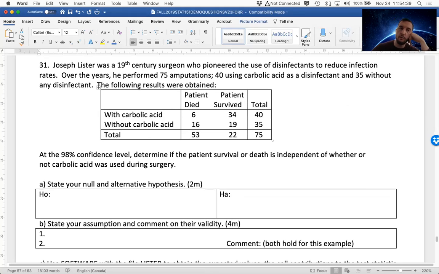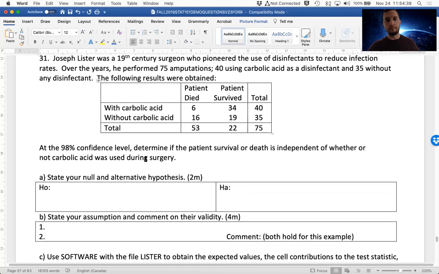For context, Joseph Lister was a 19th century surgeon who pioneered the use of disinfectants to reduce infection rates. Over the years, he performed 75 amputations, 40 using carbolic acid as a disinfectant and 35 without. Then we have the following results. At the 98% confidence level, determine if the patient's survival or death is independent of whether or not carbolic acid was used during surgery.